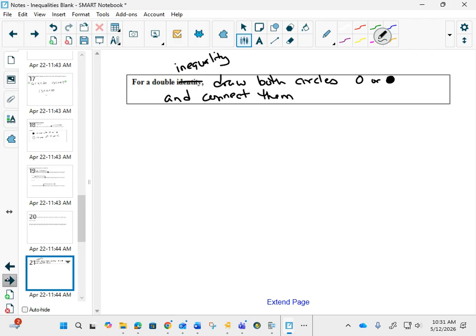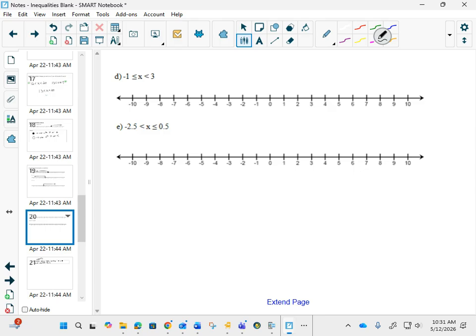For a double inequality, draw both of our circles, and then usually the x is in between them. So if we look at these examples, -1 and 3. So I start by drawing both the circles and I draw them open. Then I look, should I fill any of those circles in? Is the equal sign with either the -1 or the 3? Do I fill them both in, fill one in, leave them both open? I think you fill the 3 in.